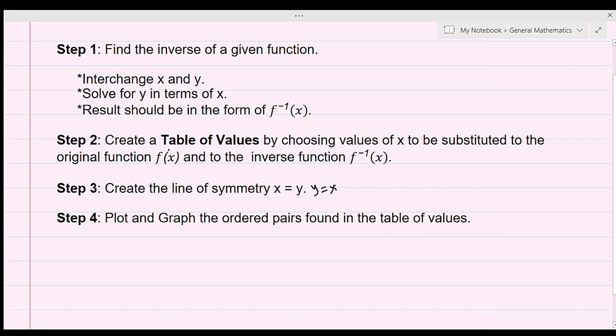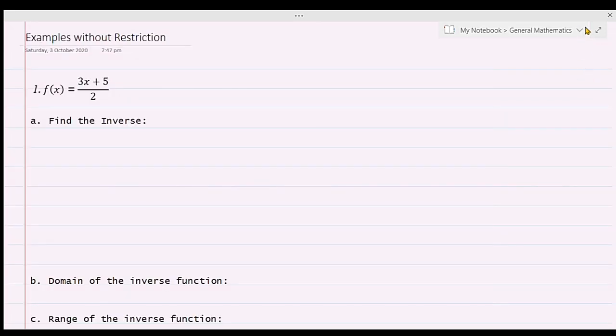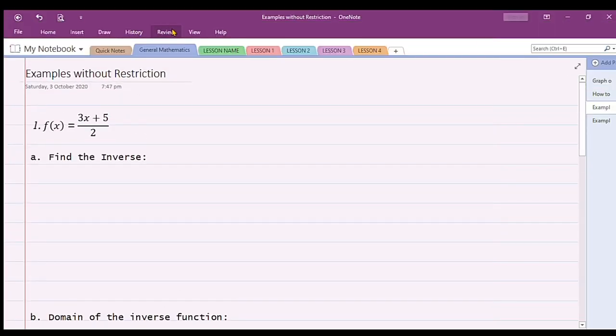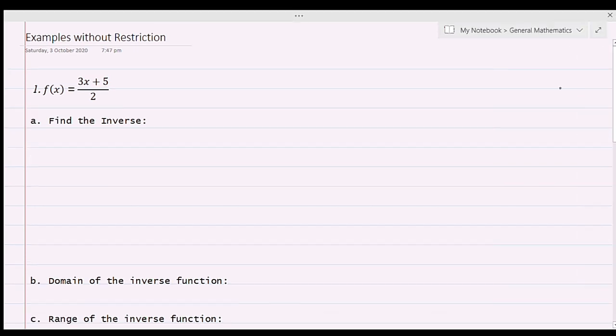Okay, let's start this example. In this example, this is an example without restriction. Find the inverse of f of x is equal to 3x plus 5 all over 2.